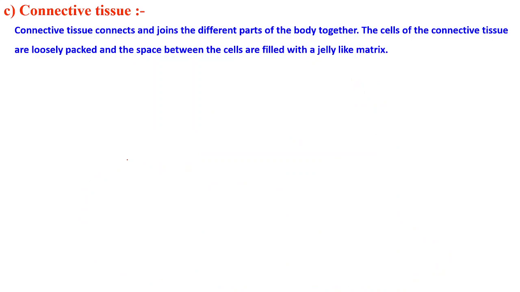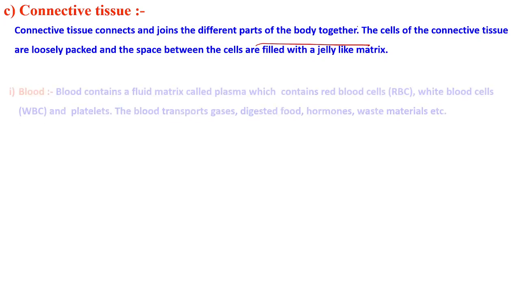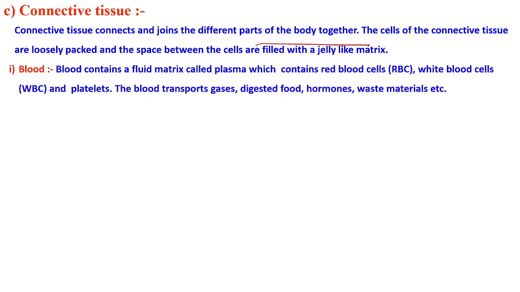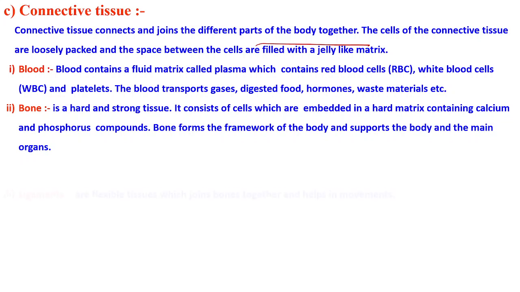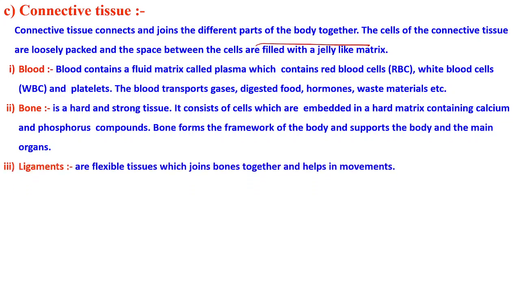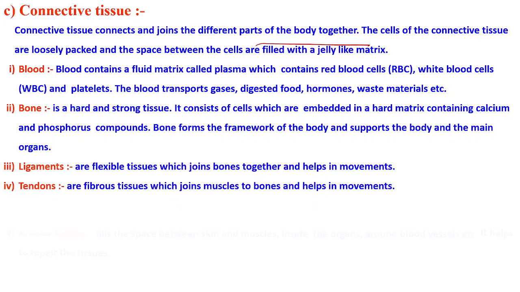Next is your connective tissue. Connective tissue, it joins different parts of the body together. So connective tissues में हमारे वही सब आते हैं. Blood, it different parts को join करता है. Similarly, your bone, it is also joining different parts. Ligaments, they are flexible tissues. Tendons, they are also tissues.